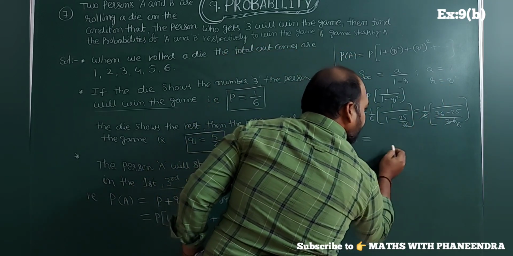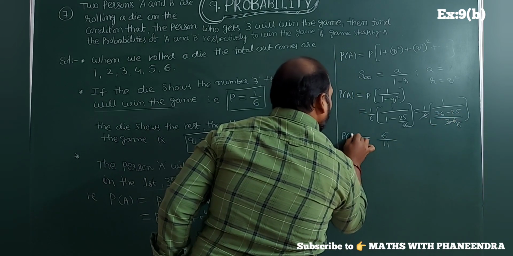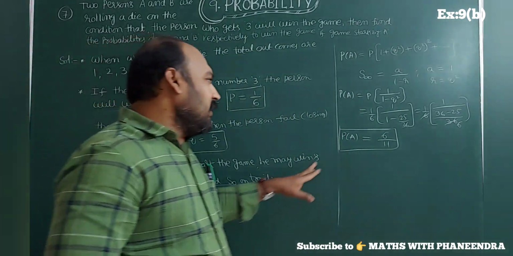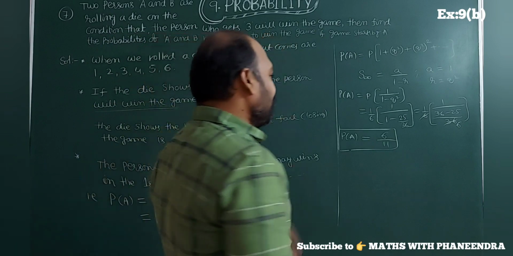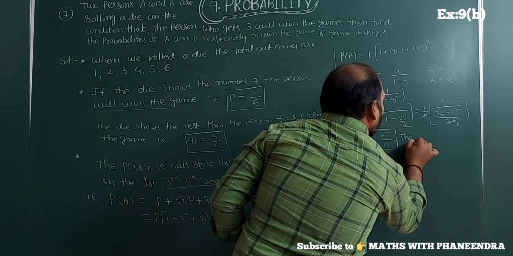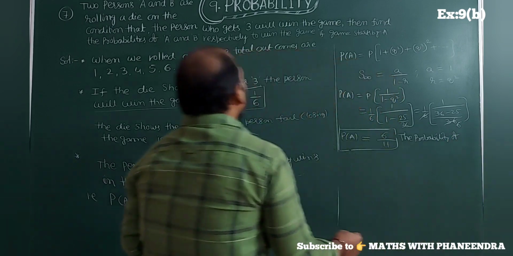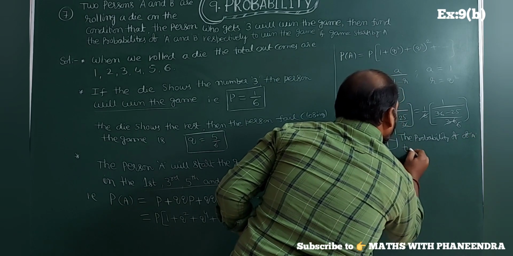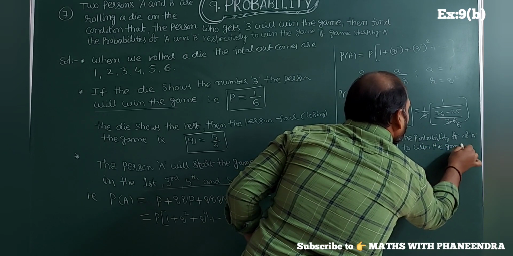So here already 6 by 36 minus 25 is 11. So P of A, this is the winning probability of A. Whenever this is the probability of A to win the game.